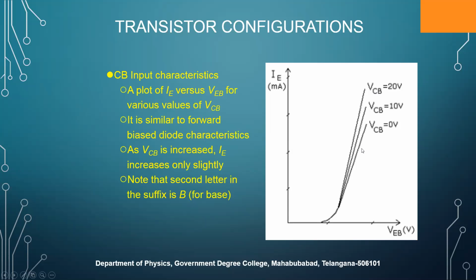If you draw a line on this one, this is the emitter current for 0 volts of VCB. This will be the emitter current for VCB 10 volts. If you observe, the variation of emitter current is very, very less when we are changing the collector base junction voltage, that is reverse bias junction voltage. So here we have to note that the suffix B is for common base configuration.